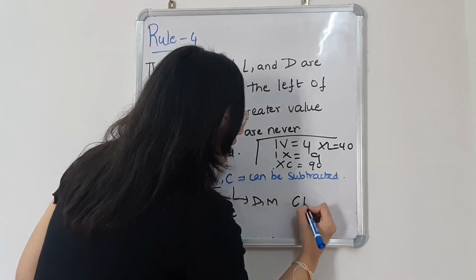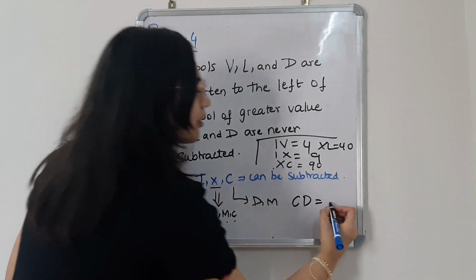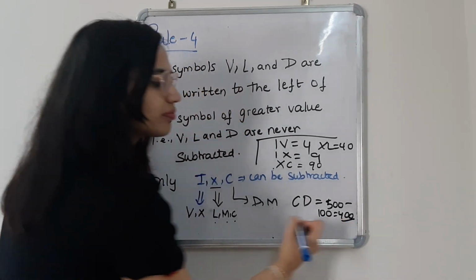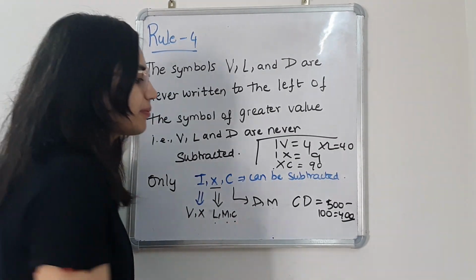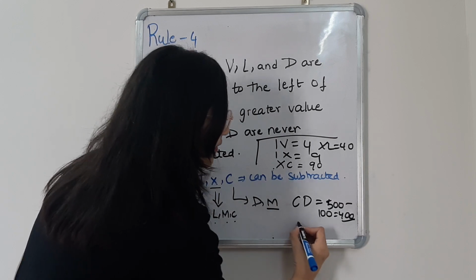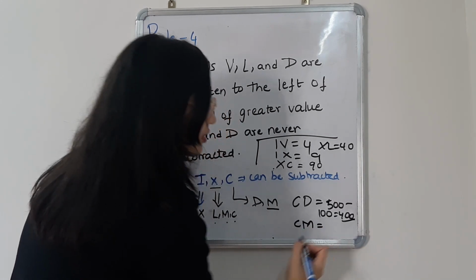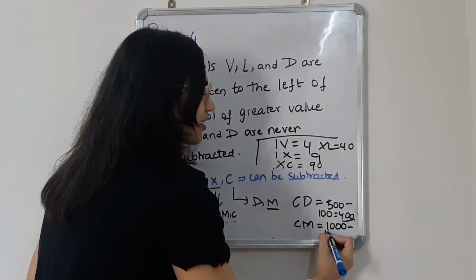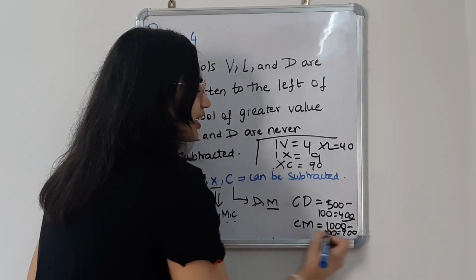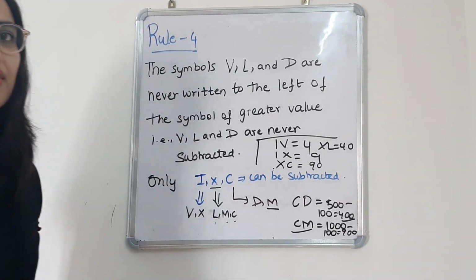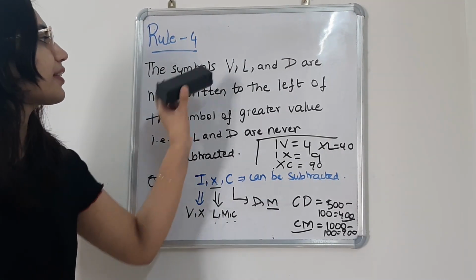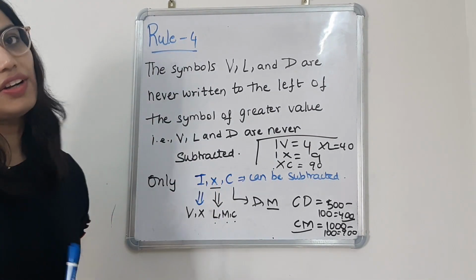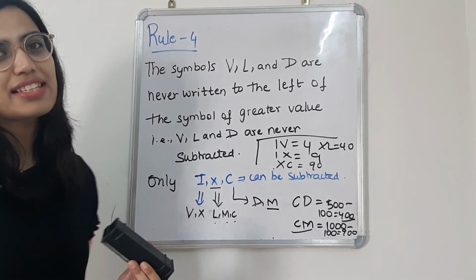How? CD is nothing but 500 minus 100, that is 400. Okay, and M is, suppose if I say CM, it is nothing but 1000 minus 100, that is 900. So we write 900 as CM, but we will never subtract these three symbols from any other symbol of greater value. Okay, now let's quickly see rule 5.